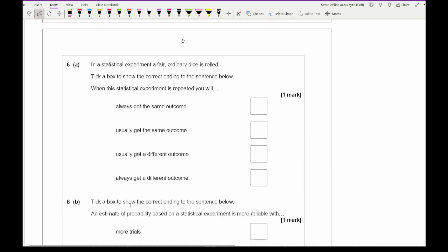Moving on to question 6a, it says in a statistical experiment, a fair, ordinary dice is rolled. Tick a box to show the correct ending to the sentence below. When the statistical experiment is repeated, you will... Now for this one, if you're just rolling a die, then the correct answer is that you're usually going to get a different outcome. So you're most likely going to get different numbers. It is possible for you to get the same, but you're not always going to get the same. It's not common for you to get the same, and it's not common that you'll always get a different number. It is possible. So the only viable answer is going to be the third one.